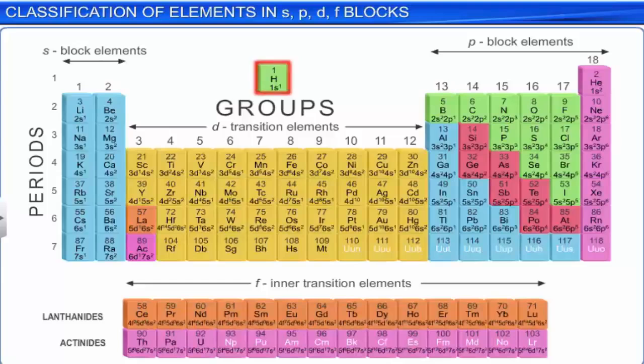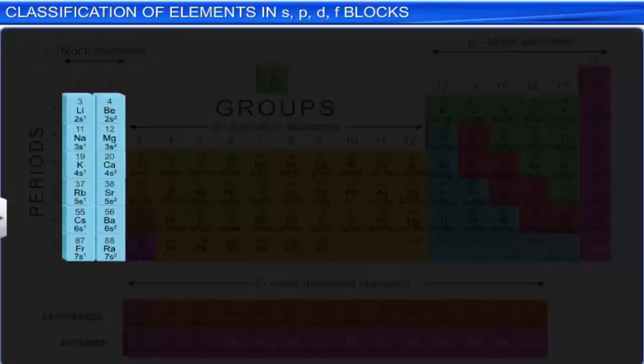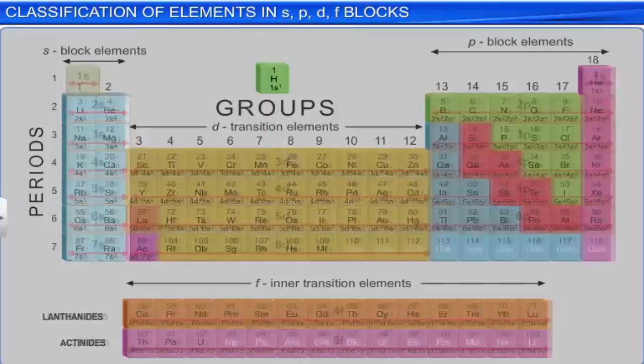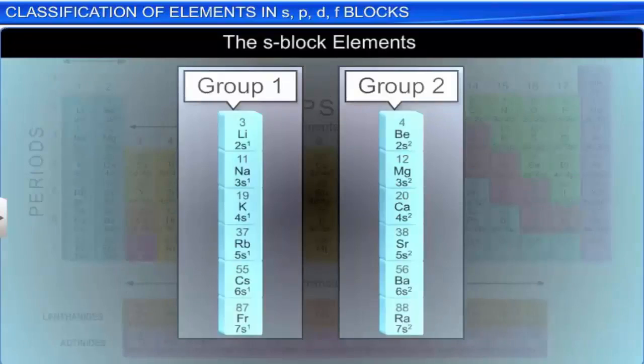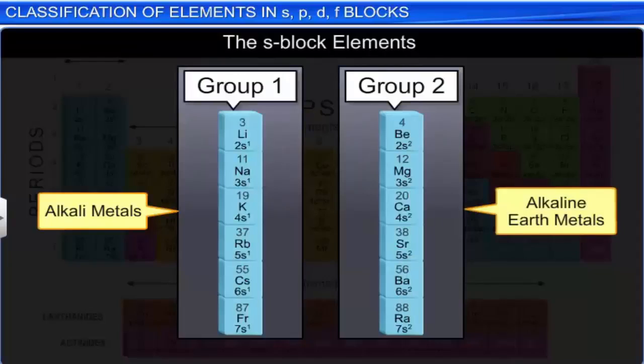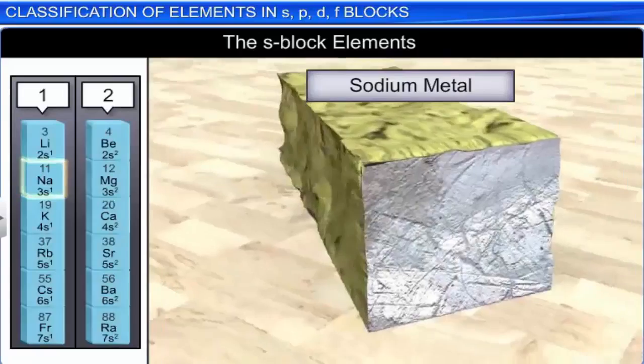Let's now learn about the S block elements. The S block of the periodic table consists of elements that have the last electron entering the ns orbital. The alkali metals in group 1 and the alkaline earth metals in group 2 of the long form of the periodic table belong to this category. These are soft metals with low melting and boiling points.